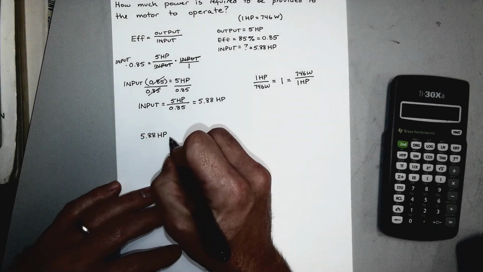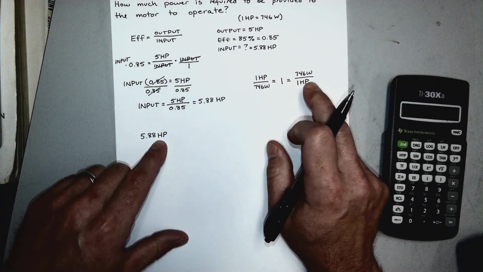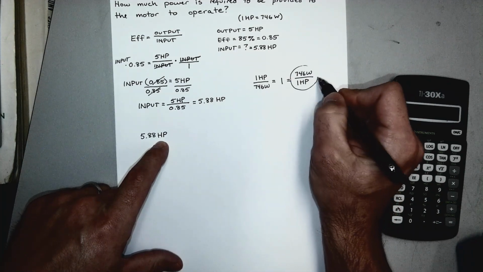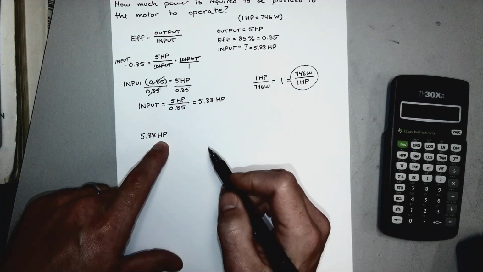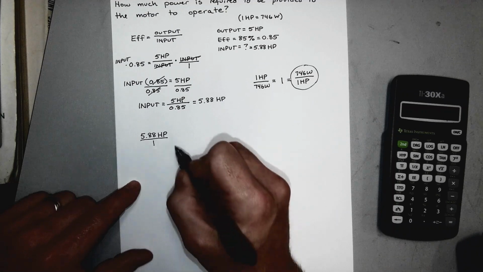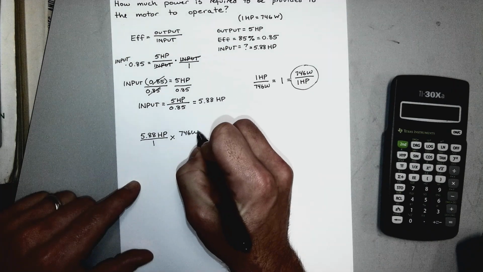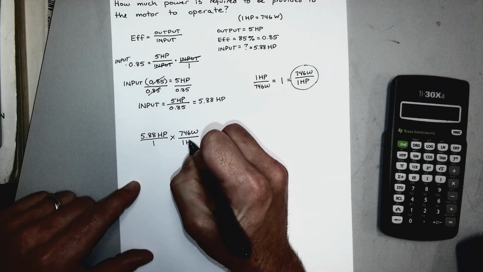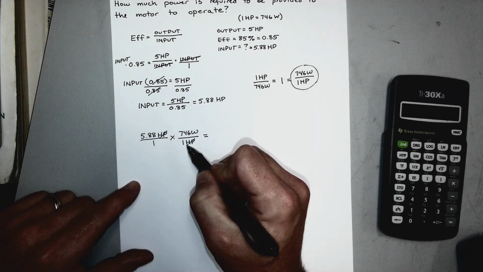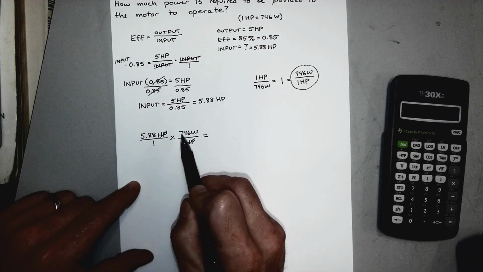So when I want to do the conversion, it's very important that I put what I'm trying to get rid of on the bottom. In this case, I'm starting with horsepower, so I want to use this factor right here, because horsepower is on the bottom. So let's watch what happens. This is no different than saying divided by 1, and then I'm going to multiply times 746 watts divided by 1 horsepower. The horsepowers cancel, and I'm left with watts, and I can clearly see that it's 5.88 times 746.